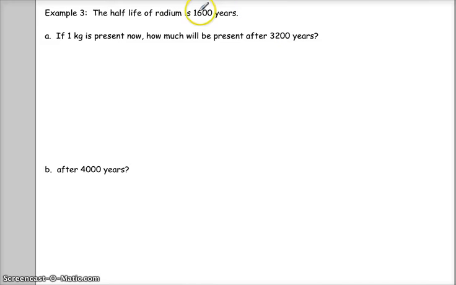It says the half-life of radium is 1,600 years. A, if 1 kilogram is present now, how much will be present after 3,200 years? And B, how much will be present after 4,000 years?